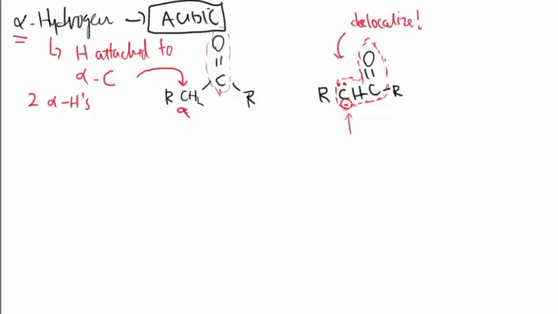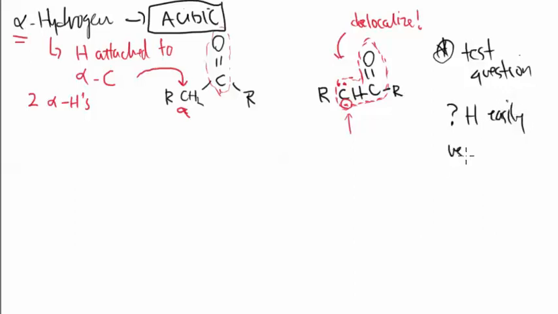And that will be a test question. I'm just going to go ahead and tell you now. One of these things, test question wise, would be, why are the hydrogens easily removed? Why are they easily removed from the alpha carbons? And now you can kind of explain why that happens.